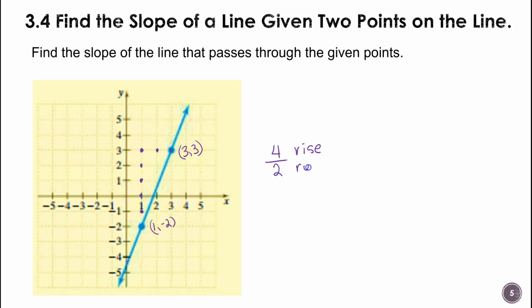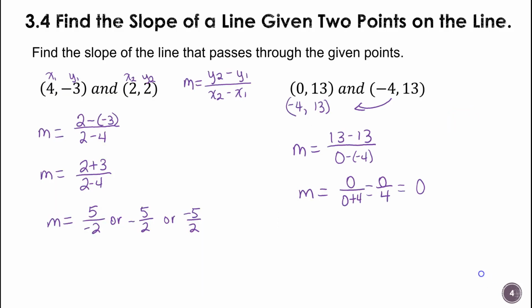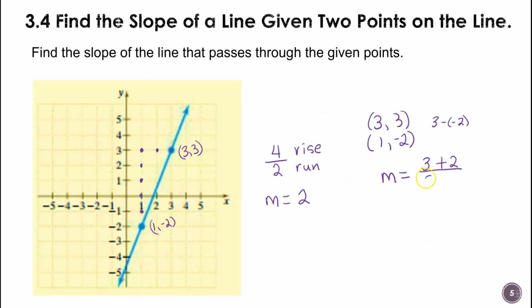Now on this, sometimes you might get confused about sign. I counted up and I counted right. So that's going to be a positive slope. And in this case, m equals 2. Now let's verify that with the formula. I'm going to have the point 3, 3 and 1, negative 2. So I'm going to do 3 minus negative 2, and that's 3 plus 2. Right, 3 minus negative 2 is plus, and I also have 3 minus 1. So my slope is 5 over 2.